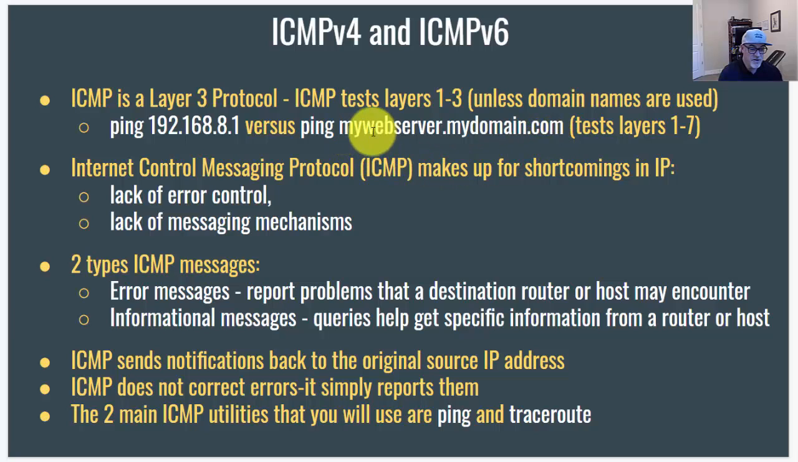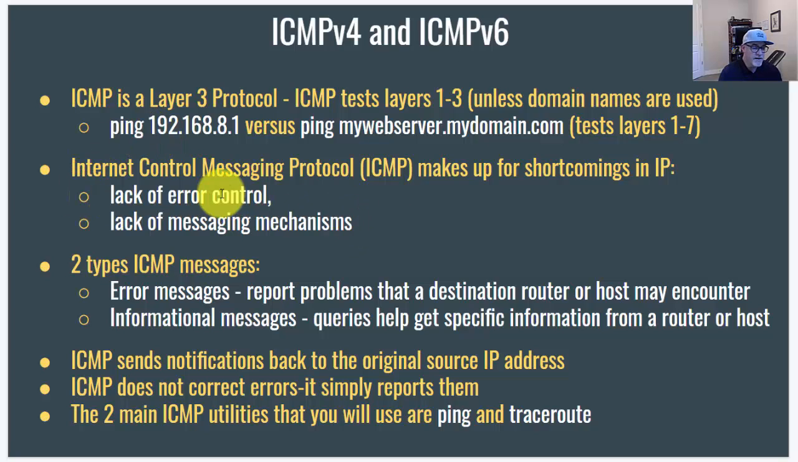Now, if you do that same test, but you ping mywebserver.mydomain.com, well, this is a domain name. So this is going to take DNS. Now you're not just using ping, which is a layer 3 protocol, you're also involving DNS, which is a layer 7 protocol. So if this ping is successful, you're effectively testing layers 1 through 7. If you ping the IP address and it is successful, you've effectively tested only layers 1, 2, and 3. So there's a difference there.